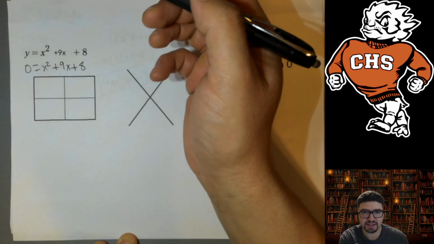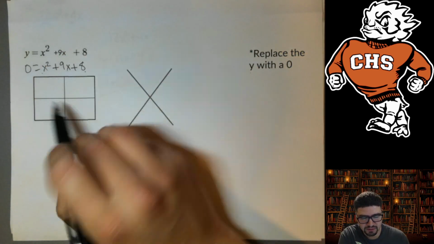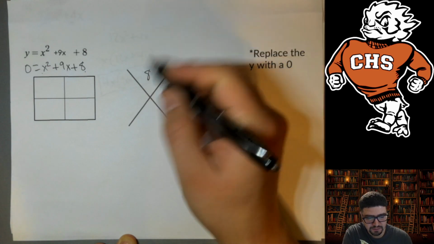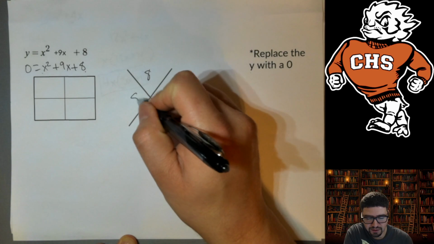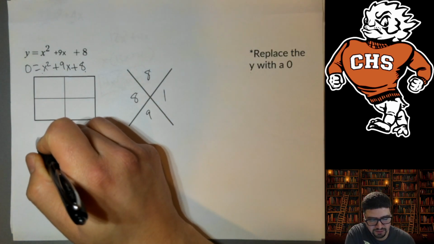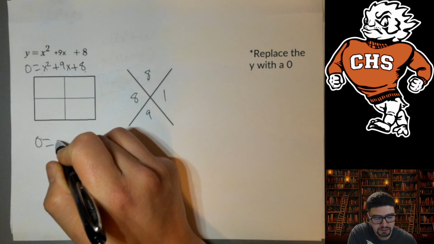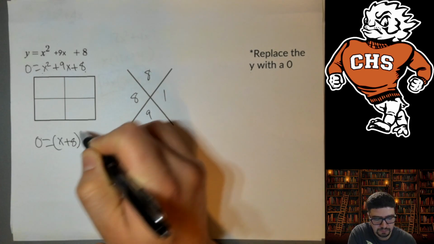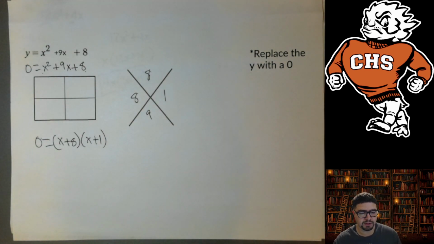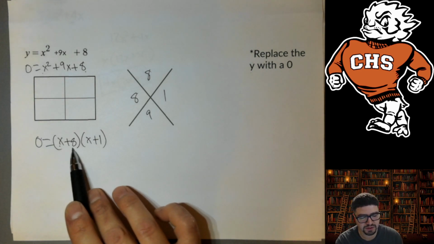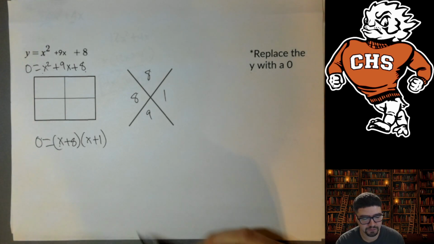I'll skip the labeling since we talked about labeling a, b, and c in a previous video. So 8 goes here, 9 goes there. The two numbers that multiply to 8 and add to 9 are 8 and 1. So my factored form would be 0 equals x plus 8 times x plus 1. So now we can use zero product property since we have something times something equals 0.